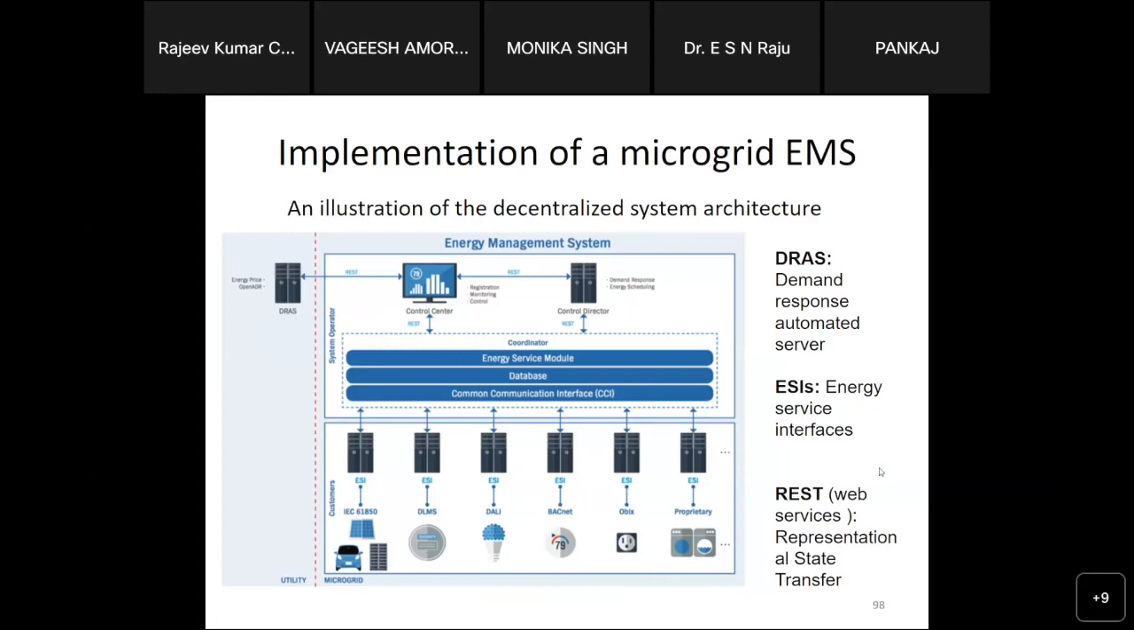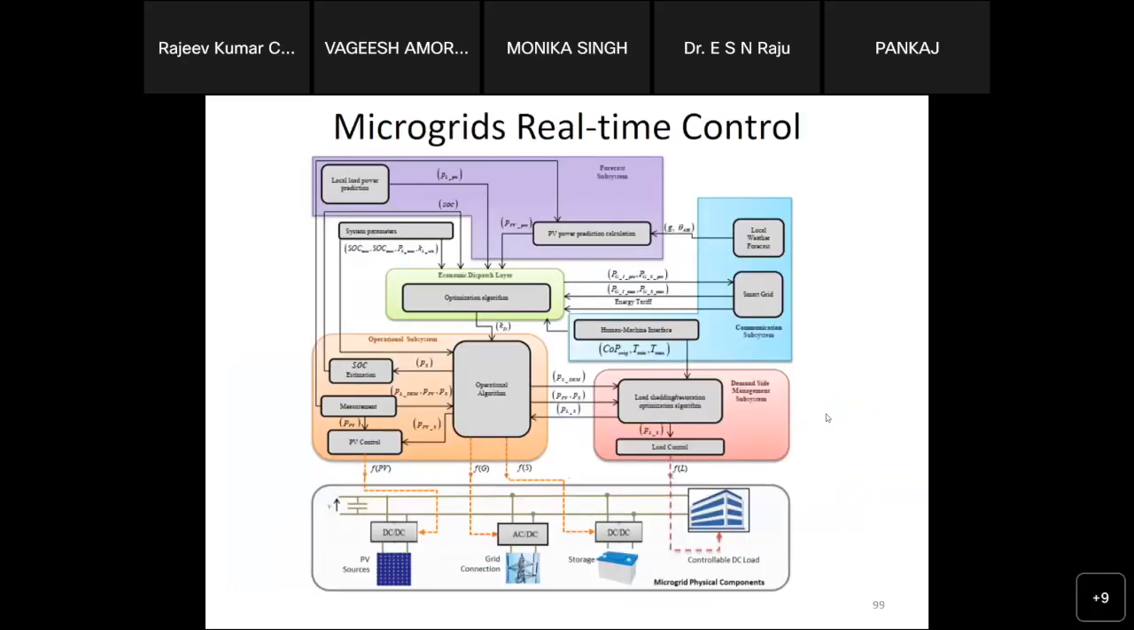So this is how it looks in real time. When we have different devices and different communication protocols, this is how the energy management system looks from the DSO operator side. Here I am showing the same thing, microgrid real-time control, with some more detail. As I mentioned earlier, we have the operation layer, the prediction layer, and the upper system layer.